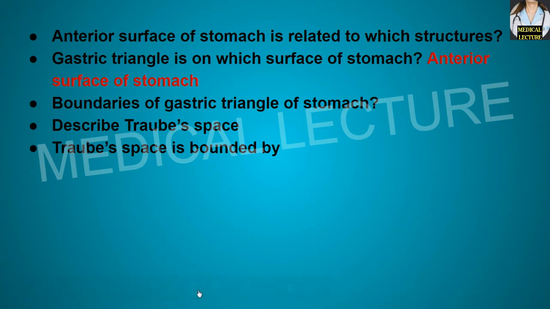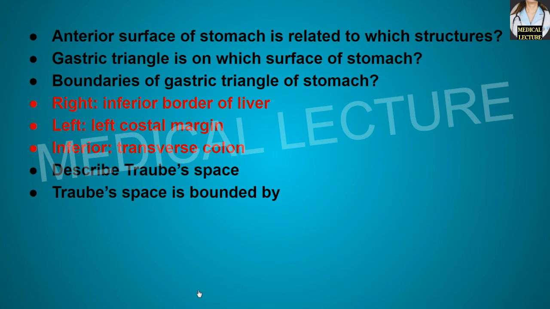What are the boundaries of the gastric triangle of the stomach? So the right boundary is formed by the inferior border of the liver, left by the left costal margin and the inferior by the transverse colon. So these all structures are the boundaries of the gastric triangle of the stomach.